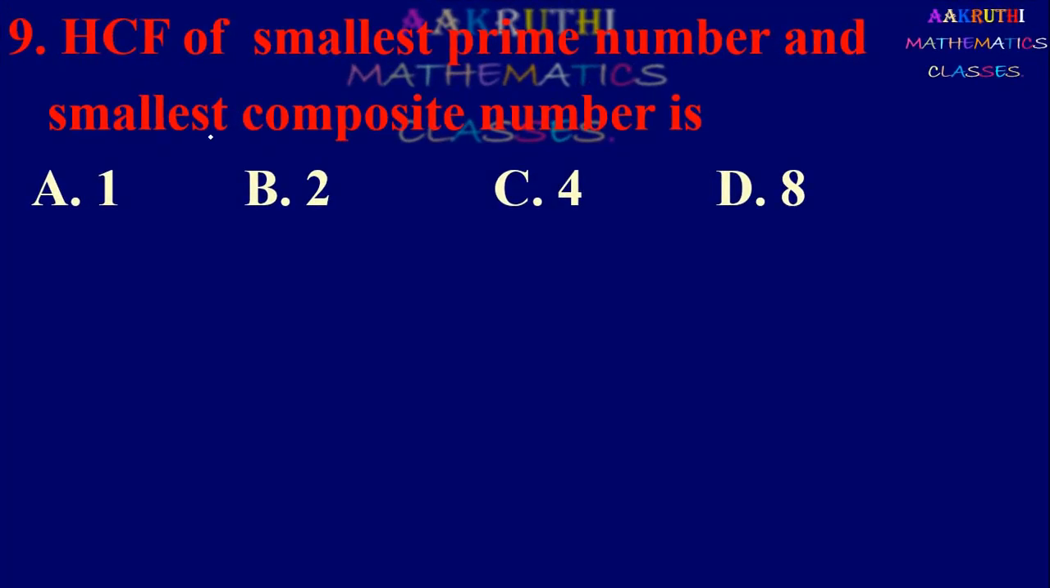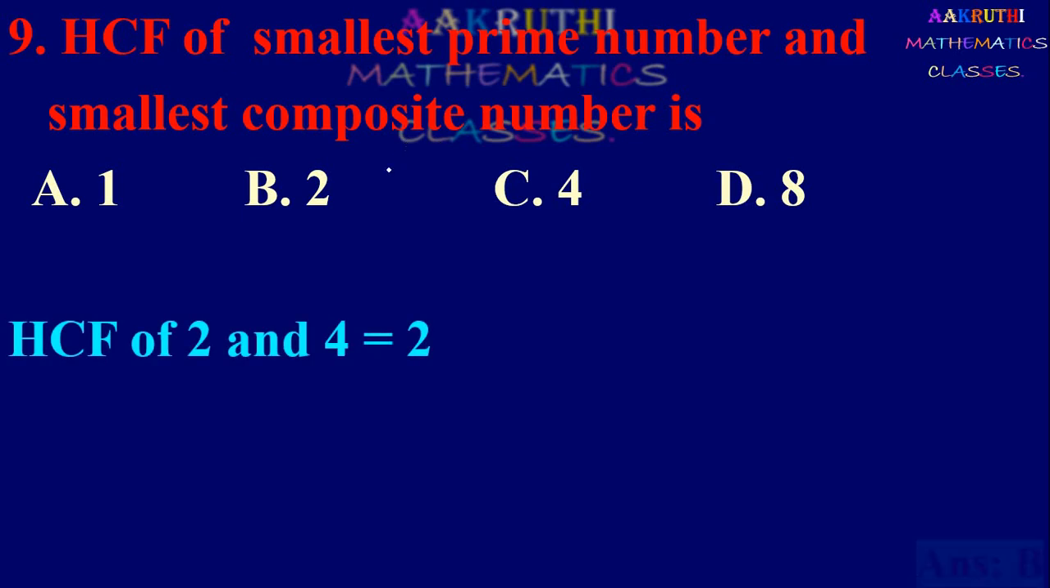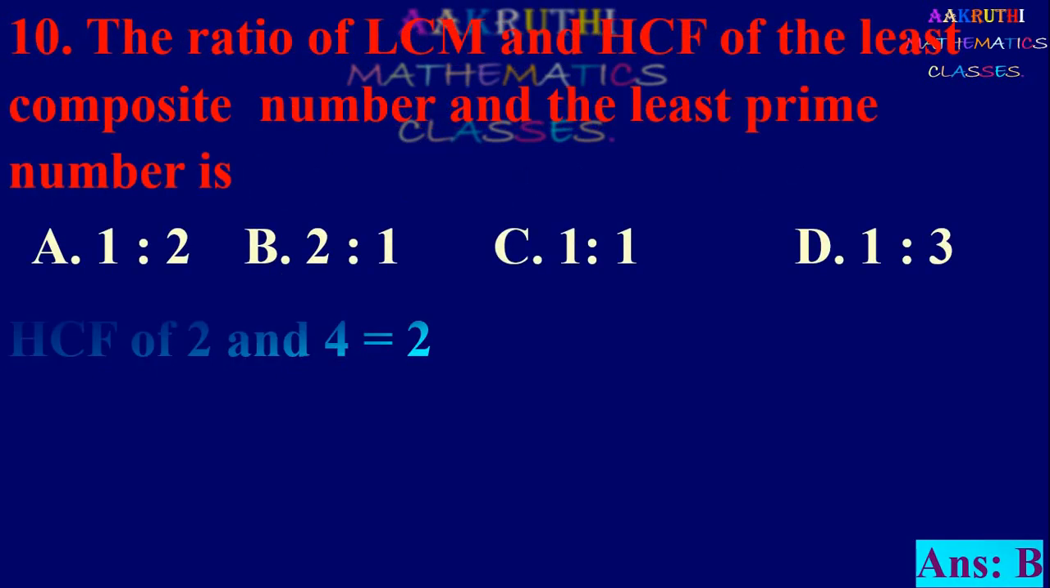So next question, question number 9. HCF of the smallest prime number and the smallest composite number is. Here we have the smallest prime number, which is 2, and the smallest composite number, which is 4. We have to find HCF of 2 and 4, which is 2. So it is option B.